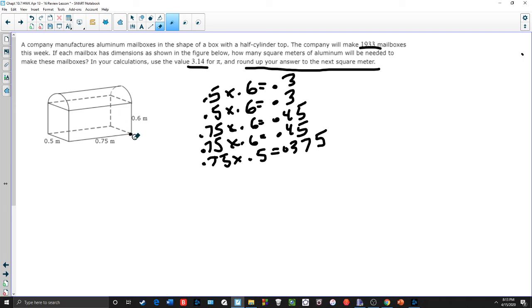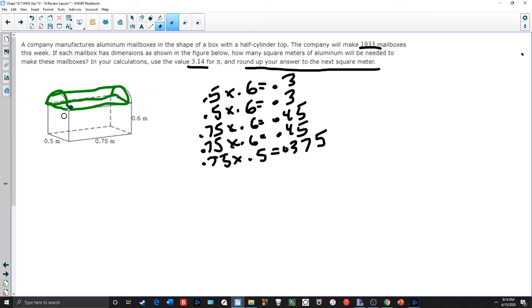Now, I need to get this curved piece on top, this half cylinder. Let me see if I can outline it as best I can. So I have a curve this way, and a curve that way, and a line going that way. I need this top half cylinder piece to get my answer. Now, in order to get the half cylinder, I need to figure out its radius, right? And it doesn't tell me what the radius is automatically.